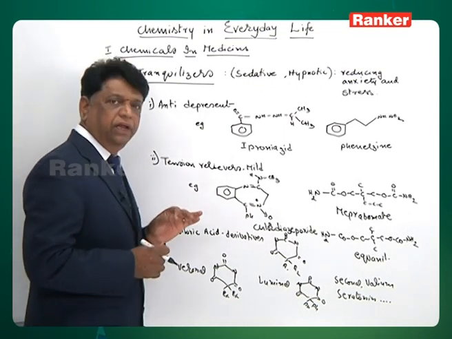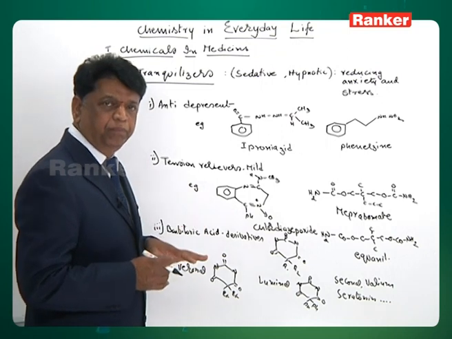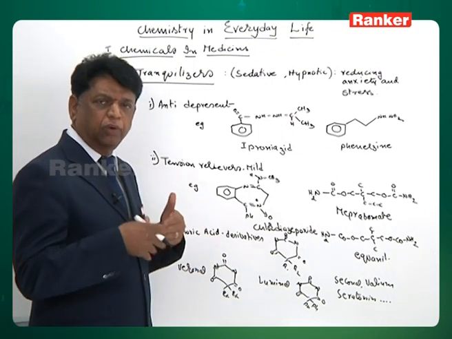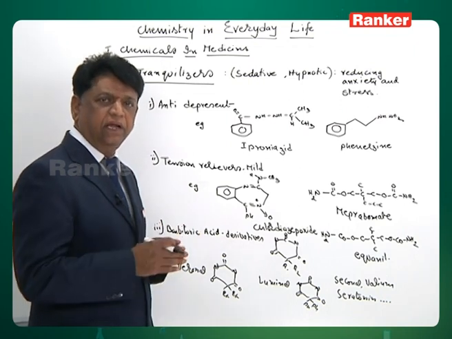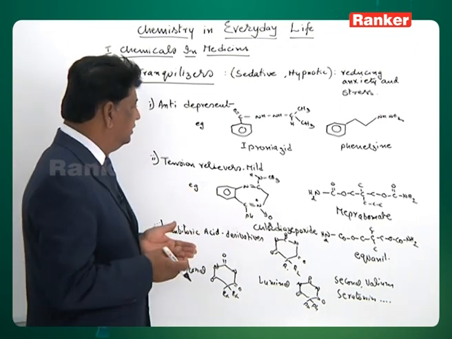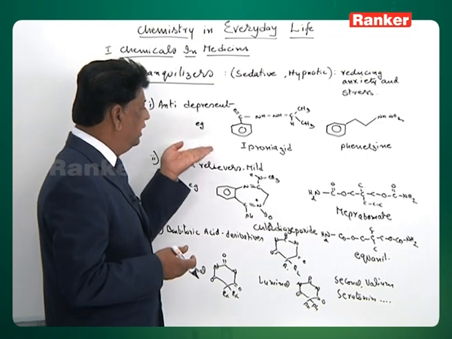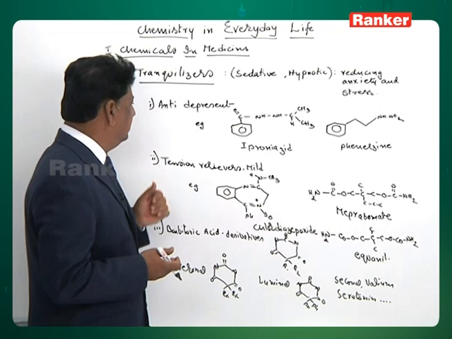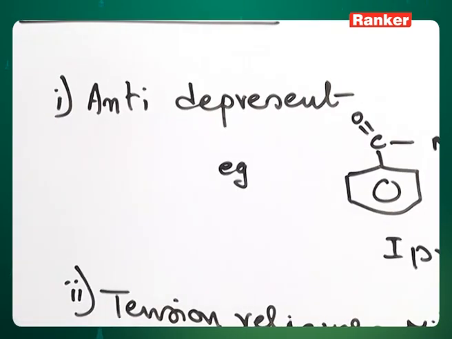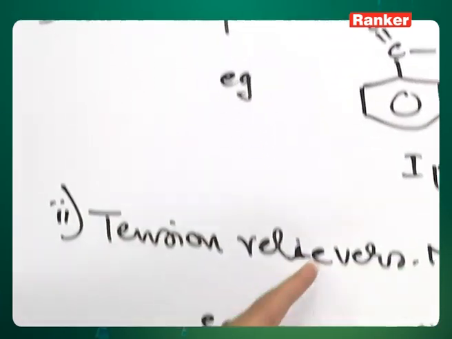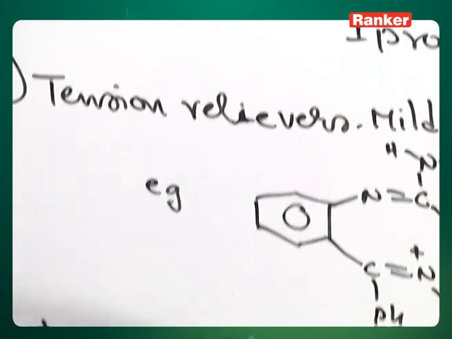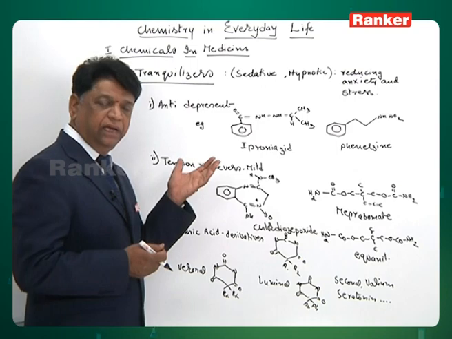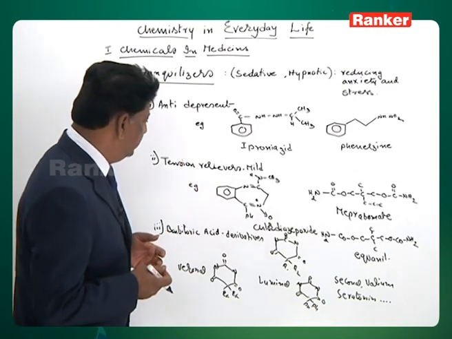Antidepressant means that because of depression, people's thinking goes to a level where they feel they can't do anything. Such a level can be improved by using this type of drug. This is the first level, antidepressant drugs. The tension relievers are the mild type, and this is a little stronger type. Both are tension relieving, meaning stress management type of drugs.